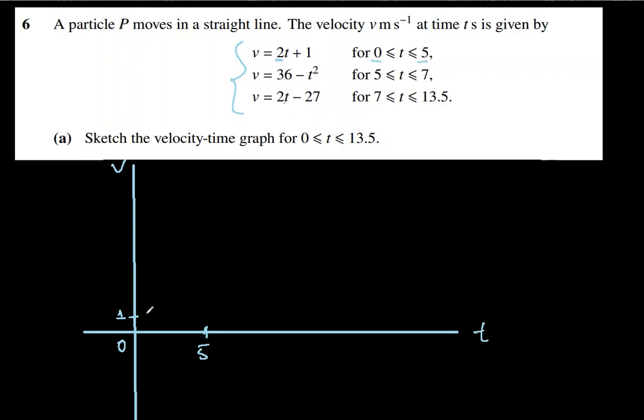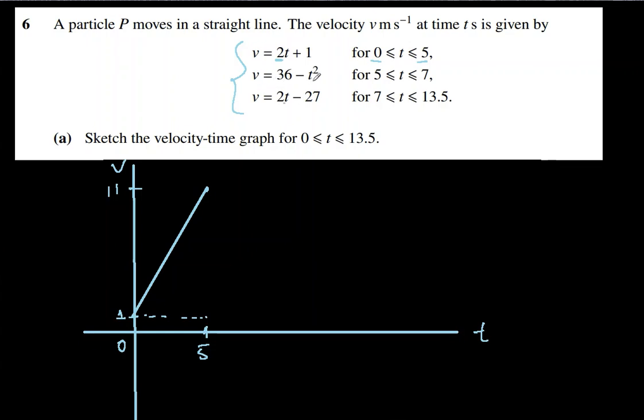That means if your run is 5, your rise has to be 10. Then it becomes a gradient of 2, right? Because we know gradient is rise over run. So 1 plus 10, that is 11. So at 5 seconds the speed reaches 11 meters per second, and this becomes the equation of v equal to 2t plus 1. Gradient is 2, rise over run, and v-intercept is 1. This is the first part.